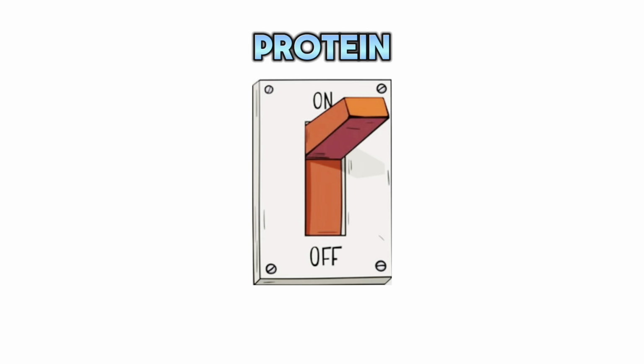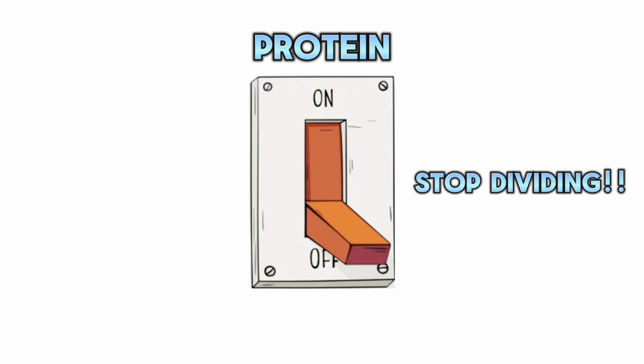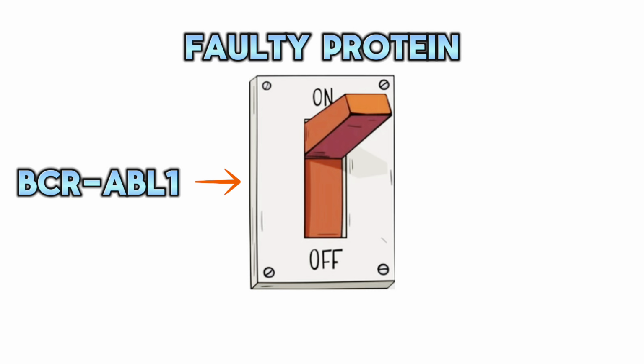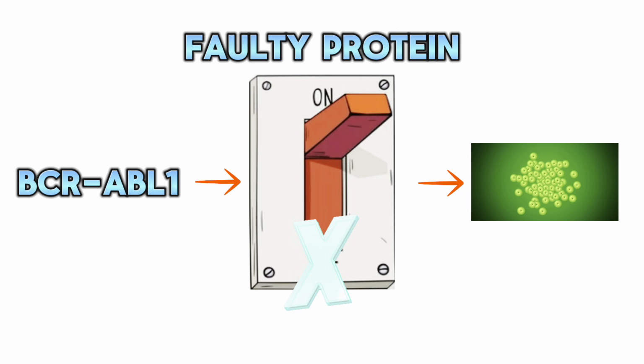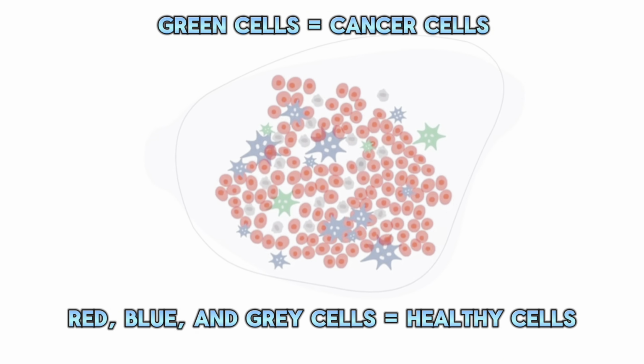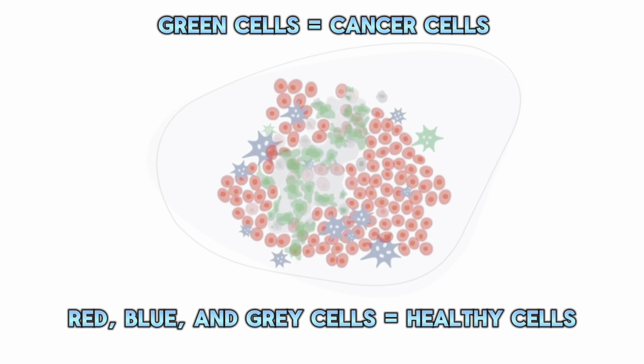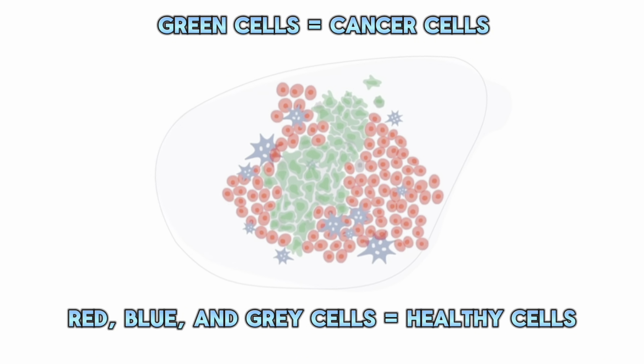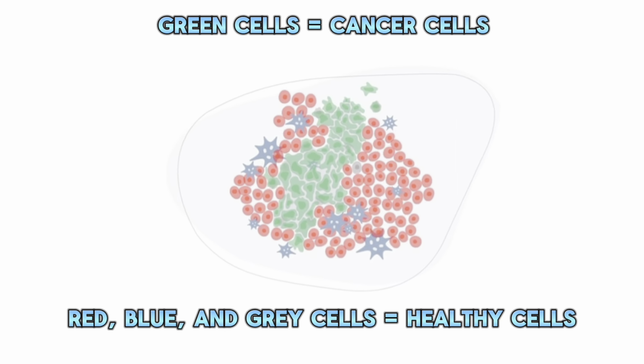So now we're going to take a closer look at this protein. Normally, this protein acts like a light switch. When the light switch is turned on, the cell is instructed to divide. But when the light switch is turned off, it prevents the cell from dividing. The BCR-ABL1 gene creates a faulty version of this protein that is always stuck in the on position. It sends nonstop signaling telling the cells to grow and divide. As a result, the affected cells multiply rapidly, crowding out healthy cells in the bone marrow and bloodstream, which disrupts the entire blood production process.